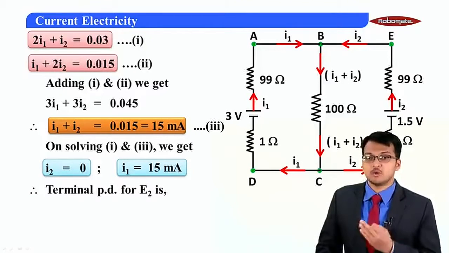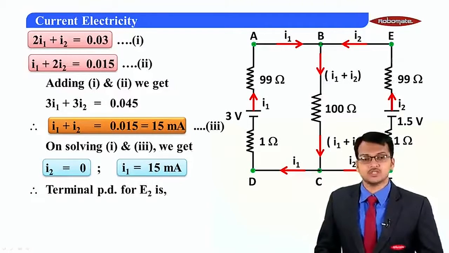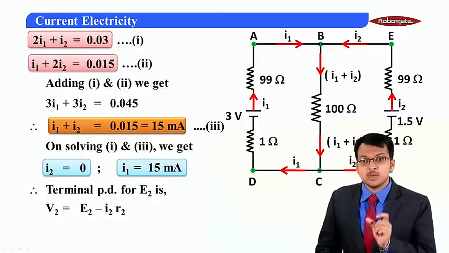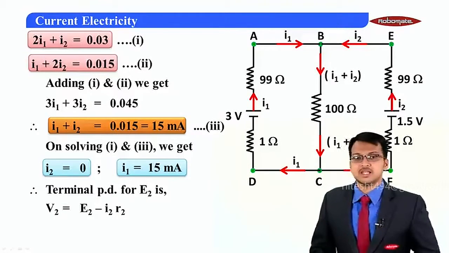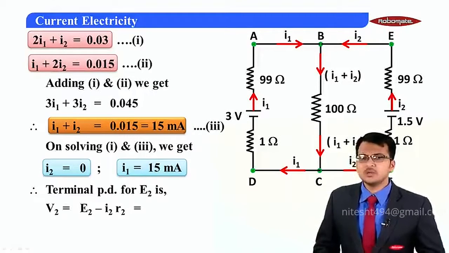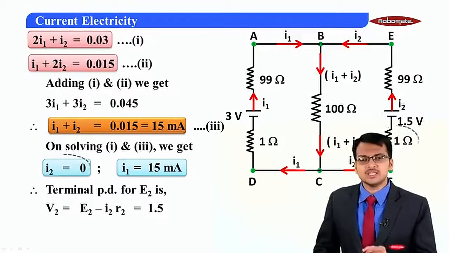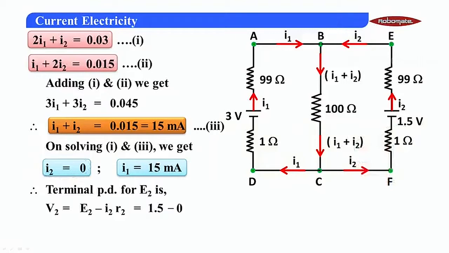Now what about the potential difference? Yes, dear students, I want to find the terminal potential difference. So the terminal potential difference is given as E2 minus the drop in the cell, that is I2 R2. But I2 is 0, dear students, so I can easily say V2 is equal to E2, which can be written as 1.5 volts.